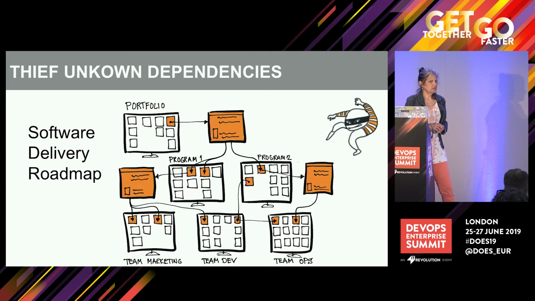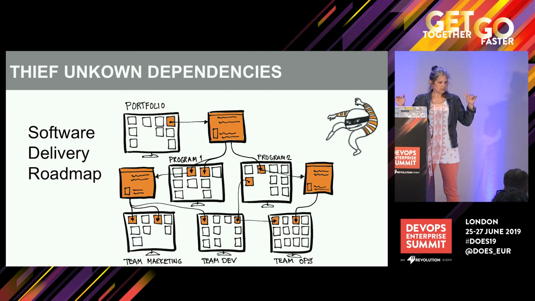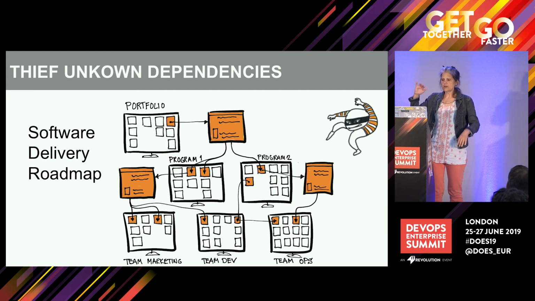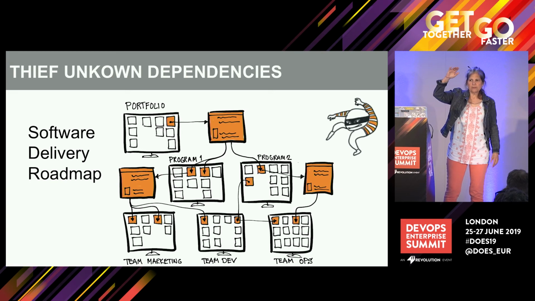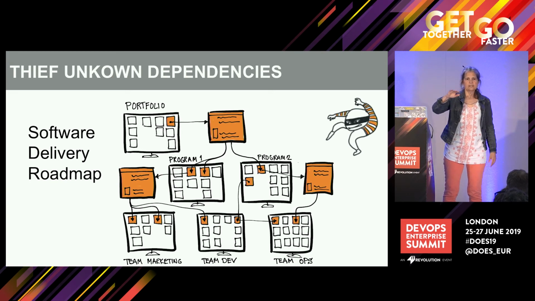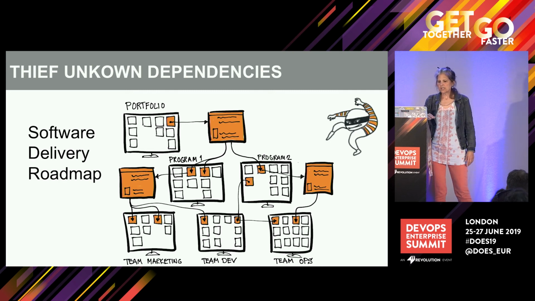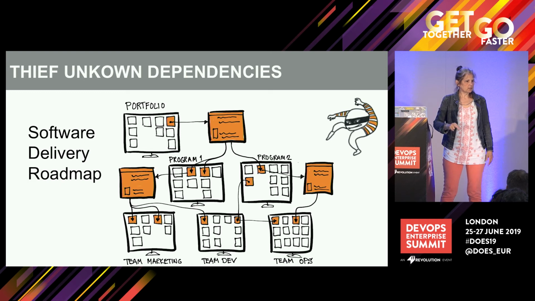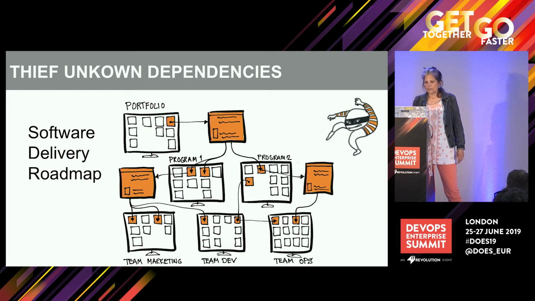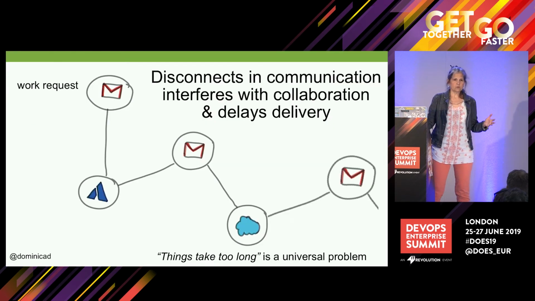So, the thief: unknown dependencies. Software delivery roadmaps can appear pretty organized if you look at them in this hierarchical view, where the portfolio is at the top, and that breaks down into projects, and then that work breaks down into individual team boards. But the details can get lost as work flows across all those different levels, especially when handoffs and unknown dependencies pop up. And this happens all across the organization.